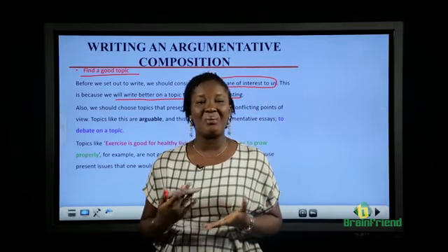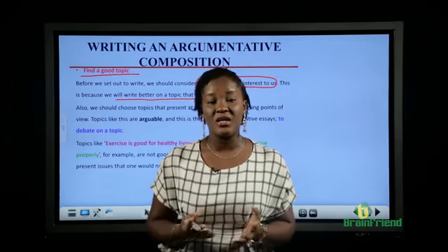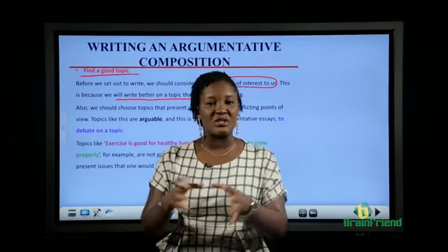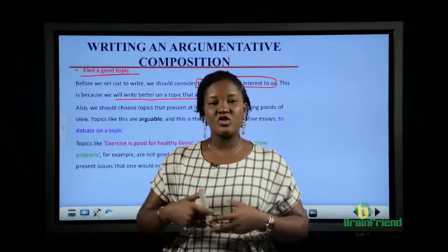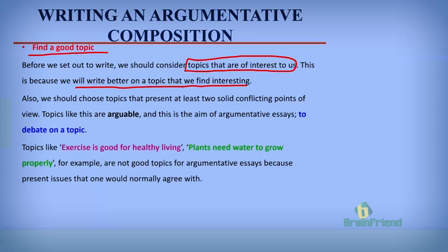But when you choose a topic about something that you like or something that makes you happy, it makes you go all out to do research on that particular topic, and then you see yourself writing on that topic in such a way that your heart is in that topic or your heart is in what you're writing. So you end up writing it and writing it very well. So we must choose a topic that is of interest to us. Also, we should choose topics that present at least two solid conflicting points of view.